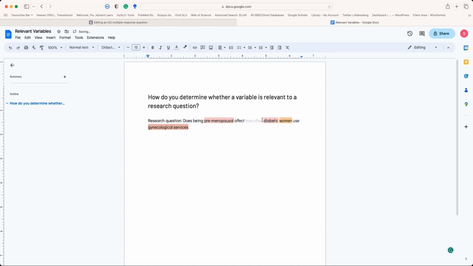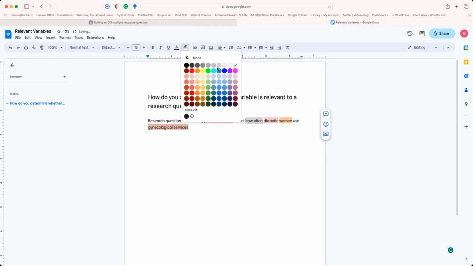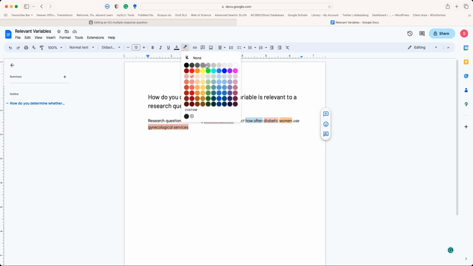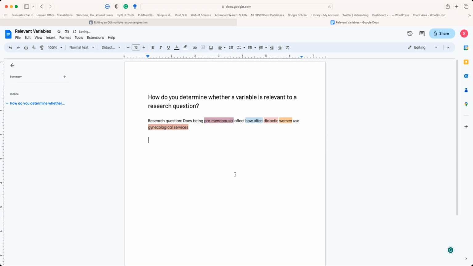So there are a couple of things that you can use to get an indication of what sorts of data the researcher is going to be collecting, and those come from the question. So based off the question, we know they're going to be looking at whether or not they are premenopausal.